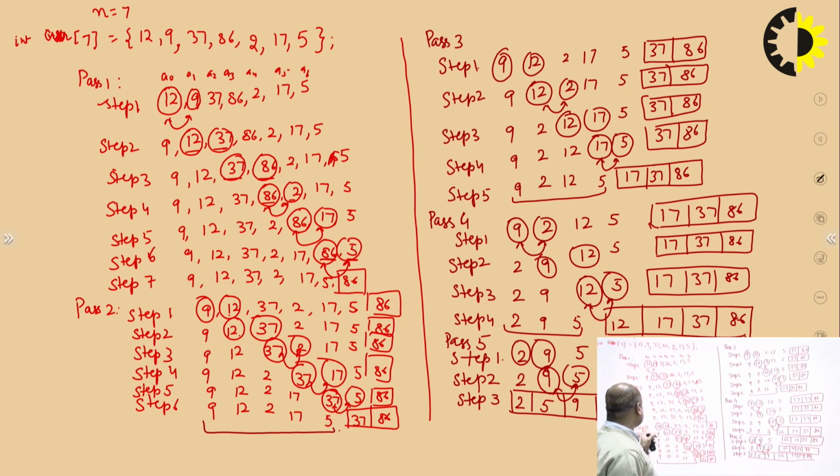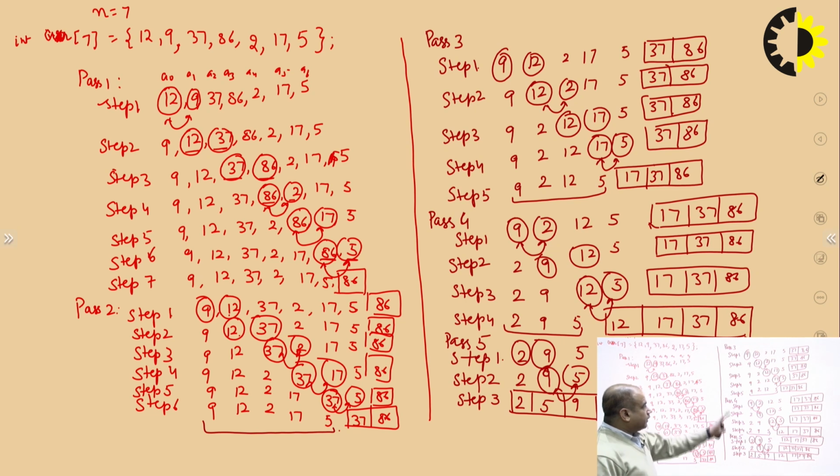First, there were 7 steps. Next, it was 6 steps. Next, it was 5 steps. Next, it was 4 steps. Next, 3 steps. Again, pass 6 will be there. There will be 2 steps. And next, pass 7 will be there. There will be 1 step.